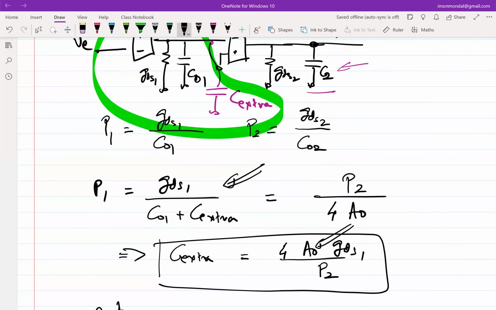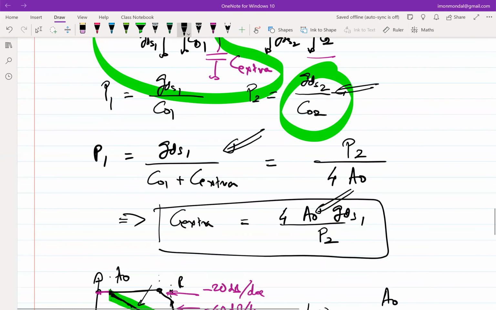If you put this extra capacitance, it's pushing P1 lower and thereby pushing your omega U loop to lower frequency also. It's not pushing P2 anywhere, right? P2 is still this. So P2 is from this expression. So what is P2 in terms of the transistor parameters? P2 is this. So this is for a given P2. How do you fix P1? Right.